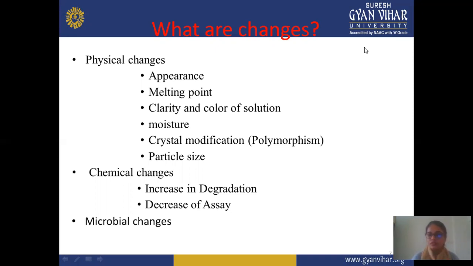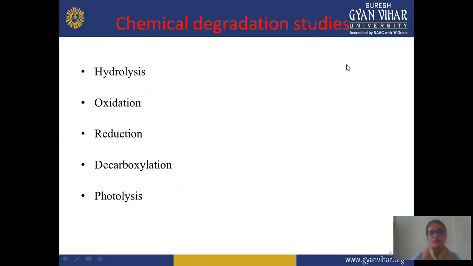Next is microbiological change. In this, due to certain bacteria or microbes, certain changes take place. Next is chemical degradation stability study. Chemical degradation stability is further divided into different parts like hydrolysis, oxidation, reduction, decarboxylation, and photolysis.